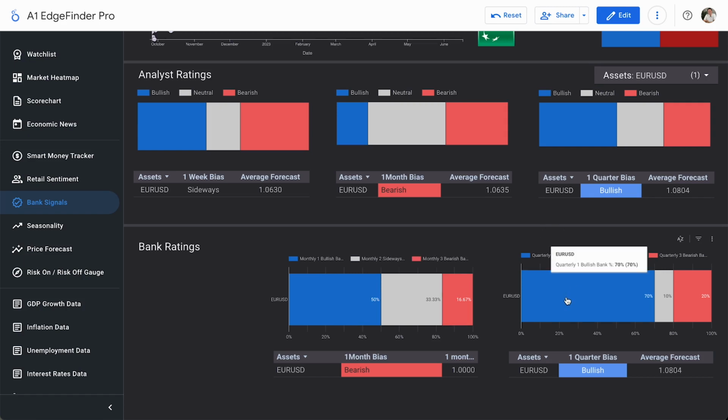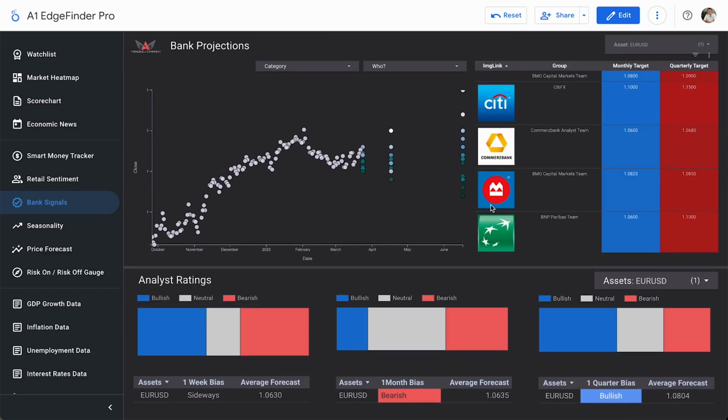On a quarterly bias, we're seeing something completely different. On a quarterly bias, we see that banks are bullish. By quarter 2, it's looking neutral or sideways, and by quarter 3, it is looking bearish.